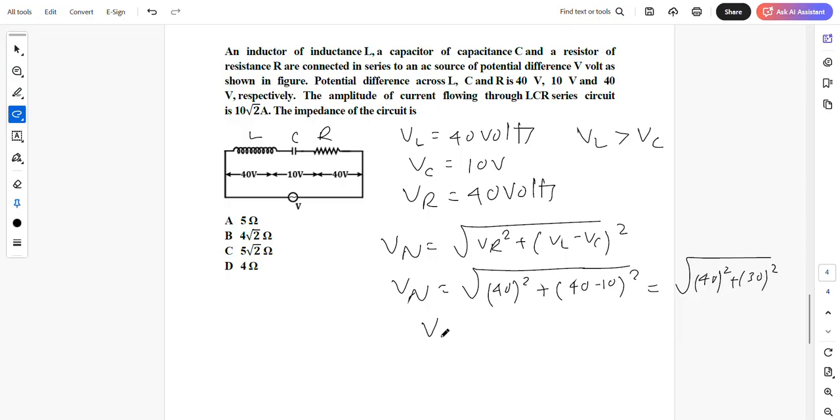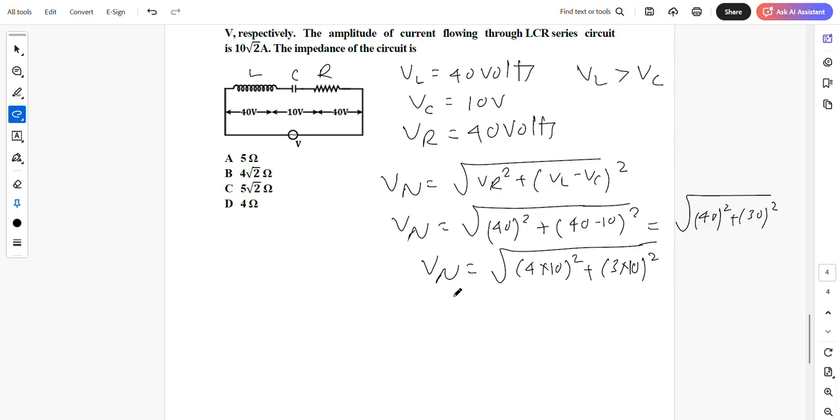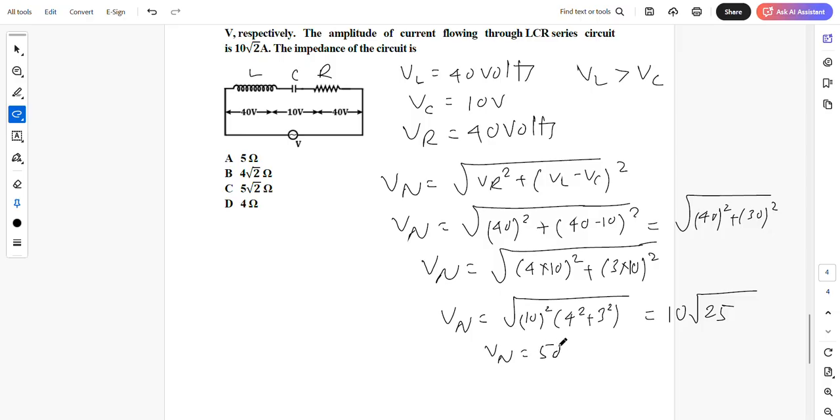Okay, this we have learned in the previous video. How to calculate is very easy. Square root of 4 into 10 the whole square plus of 3 into 10 the whole square. If I take 10 square as common under the root, I can write this 4 square plus of 3 square. That is equal to 10 I can take outside, under root of 16 plus 9 is 25. That is equal to 5. Vn is equal to 50 volts we are going to get.